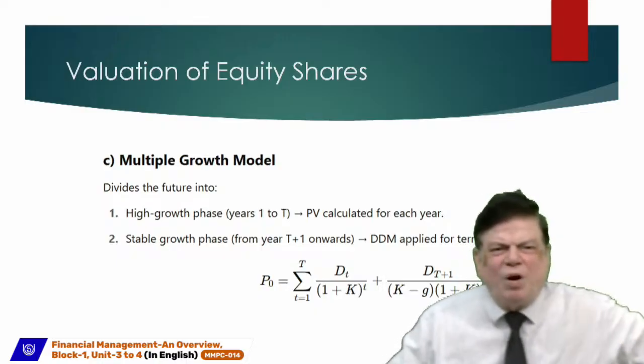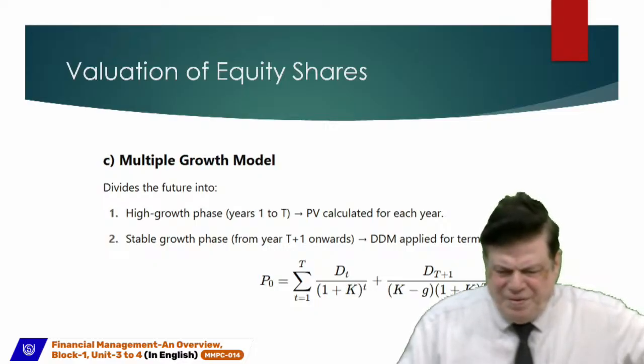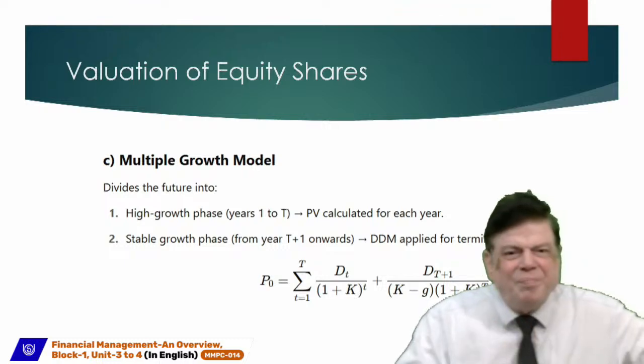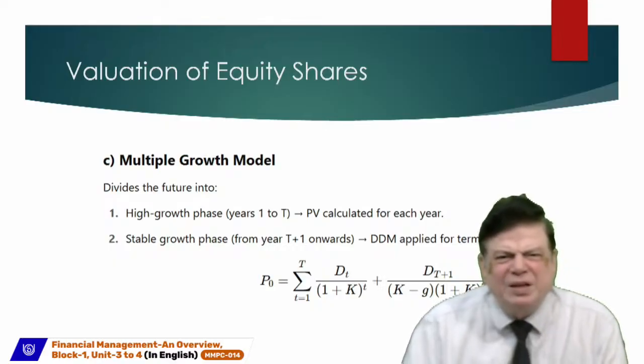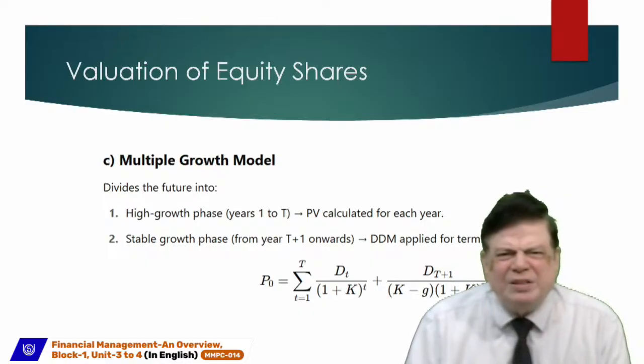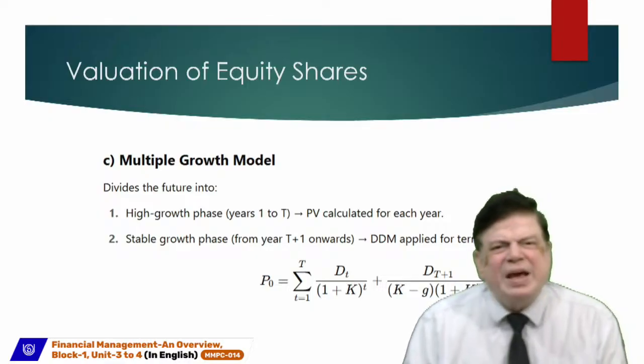Next is the multiple growth model, which divides the future into a high growth phase, 1 to T years, with PV calculated for each year, and a stable growth phase from year T plus 1 onwards, with DDM applied for terminal value. P0 is equal to summation t equal to 1 to T, Dt divided by (1 plus K) raised to power t, plus D(T+1) divided by (K minus g) into (1 plus K) raised to power T.